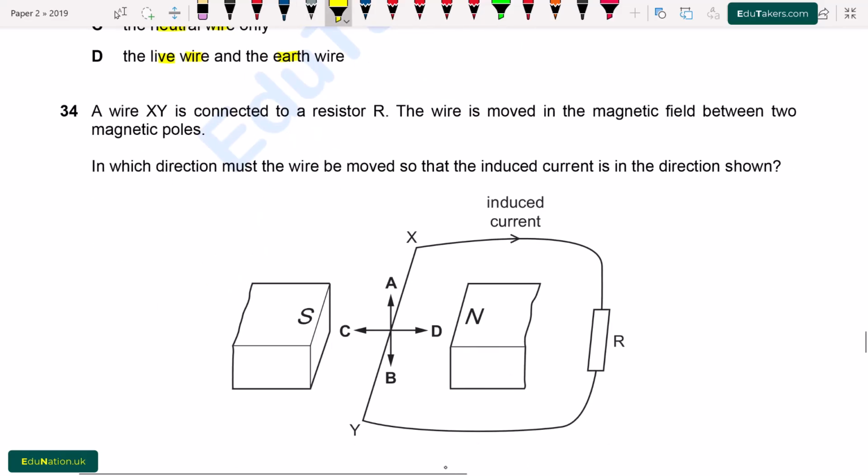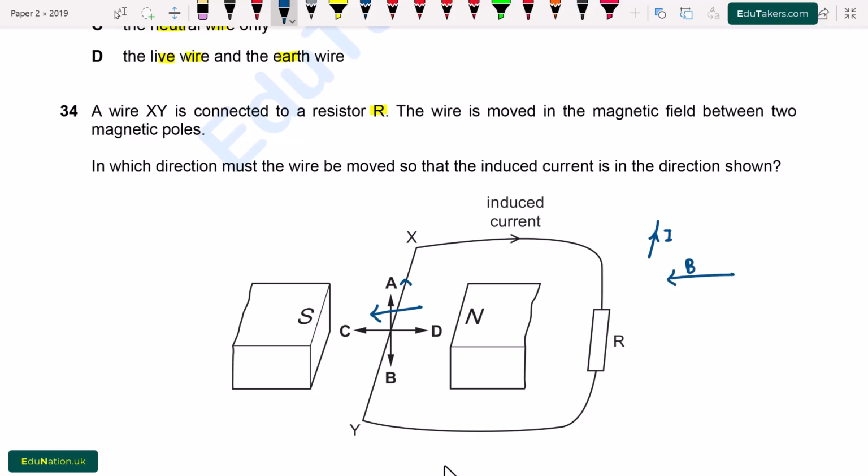Question number 34. A wire XY is connected to the resistor R. The wire is moved in the magnetic field between the magnetic poles. In which direction must the wire be moved so that the induced current is in the direction shown? So here basically we have to find the direction in which the wire moves. We have to find out the direction of the force. Here it is given that current is flowing in this direction, while the magnetic field points from north pole towards the south pole. The magnetic field will be in this direction from right towards left.